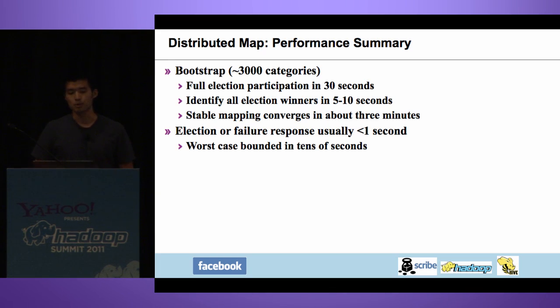The last thing I'd like to point out is that by using ZooKeeper watches, we're able to respond very quickly to changes in ZooKeeper. Usually this is less than 1 second, and we can respond within less than 1 second to things such as leader failures, as well as changes in the map or new categories that get added and so on. And the worst case is bounded by ZooKeeper, and that's in the tens of seconds.